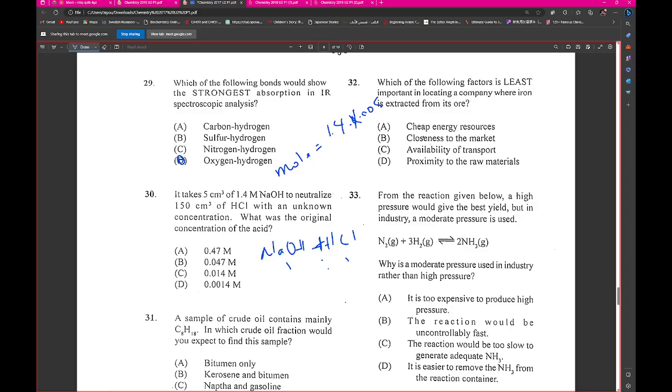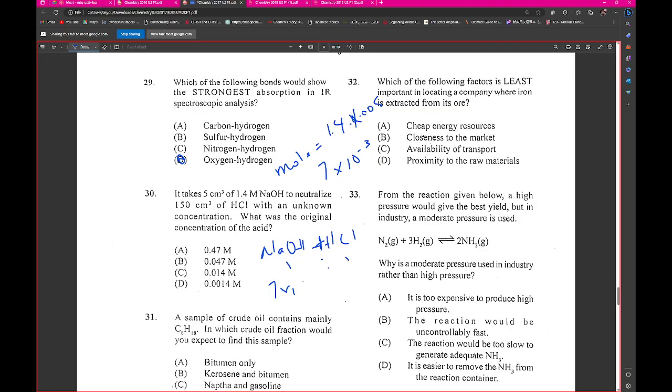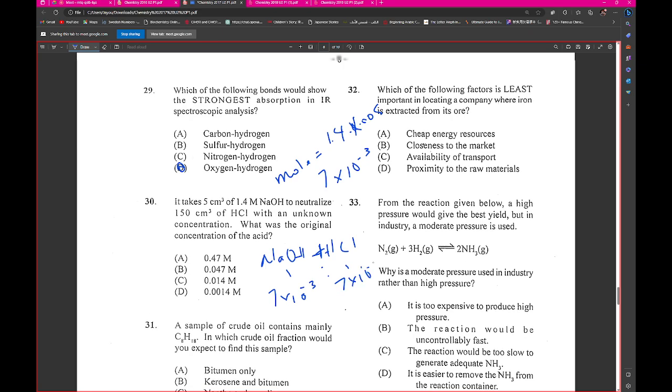On my calculator, it's 7 times 10 to the minus 3. Alright, and that would be the number of moles of sodium hydroxide. So 7 times 10 to the minus third power, and that would be a 1:1 ratio. So we know that this would be 7 times 10 to the negative third power of HCl. That means for the concentration, we just have moles over volume. So we divide that by what?